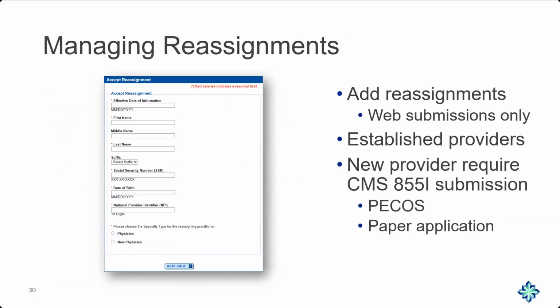So as I mentioned earlier, we received several questions regarding managing your reassignments, and we're talking about this here. This is something that is unique to PAYGOS. In a paper application, providers can do some manipulation of their physician assistants, but they cannot manage their reassignments from that paper application. They would have to either submit through PAYGOS on the organization or submit a different CMS 855 application, the 855I, for that individual.